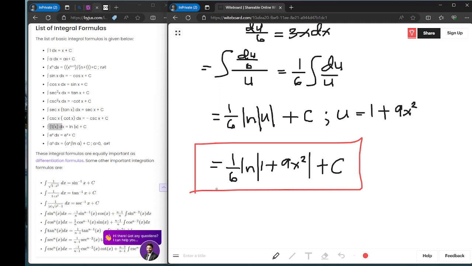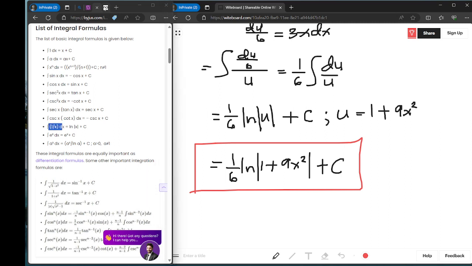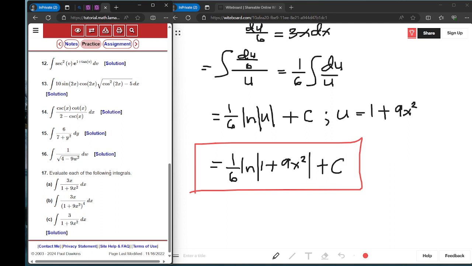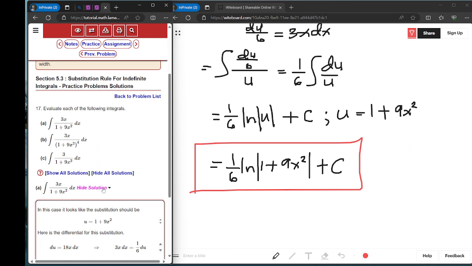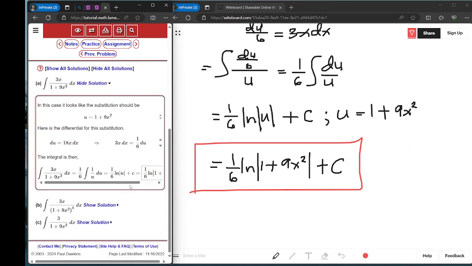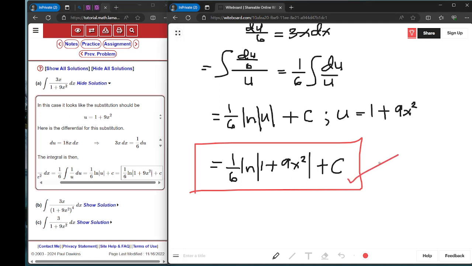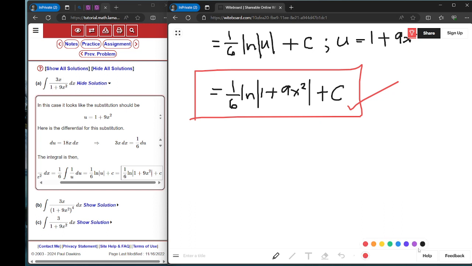Let's verify if we got the right answer. Solution to 17A. So that's 1 over 6 ln of 1 plus 9x squared. All right, we got it right. Okay, let's just continue with B and C, since they are almost in the same form.